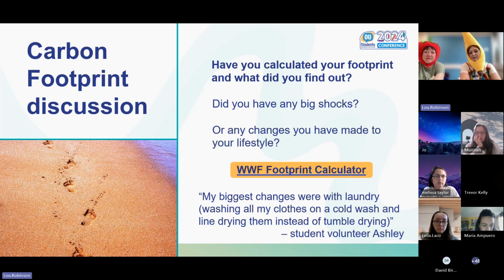But there are things I think we can do, and certainly if individually you feel you're maybe not making much impact, you can collectively help make some impact as well. I would definitely recommend the society for that, finding like-minded people, sharing those ideas, and being a part of collective action in the Students' Association as well. And one of our student volunteers on the Environmental and Sustainability Working Group, Ashley, shares that the biggest change she found doing the carbon footprint was with laundry: washing all the clothes in a cold wash and line drying them instead of tumble drying.